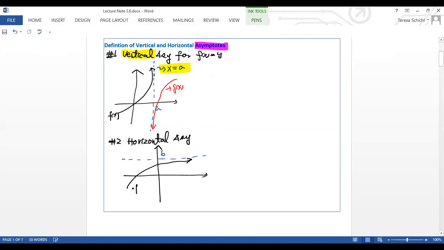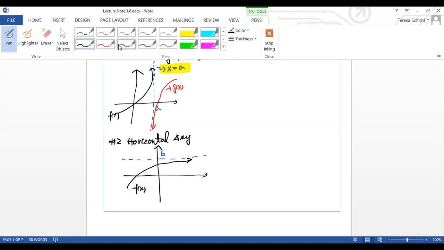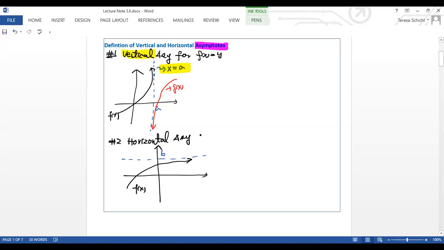Right, so this is my f of x function. That means this function can get closer and closer to this value b, but it will never touch it. So the way we write the horizontal asymptote, because this is a line on the y-axis, is I say y equals b here.